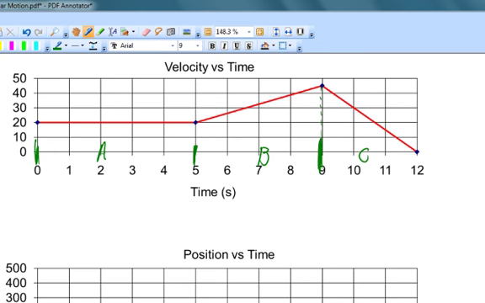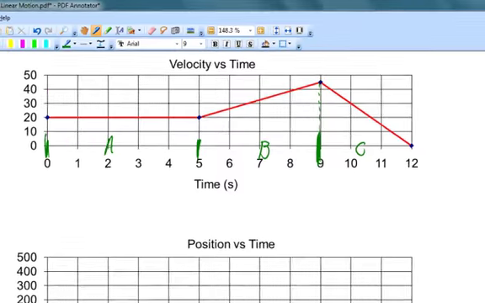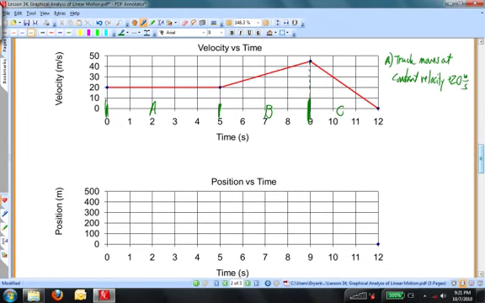So let's talk qualitatively about the motion of the vehicle. In segment A, the velocity starts at 20 meters per second. At 1 second, it's still traveling at 20 meters per second. At 2 seconds, it's still at 20. I have a horizontal line. This is a velocity versus time graph, and that means that the velocity from 0 to 5 seconds is constant. It's at 20 meters per second. The object's moving at constant velocity. There is no acceleration.